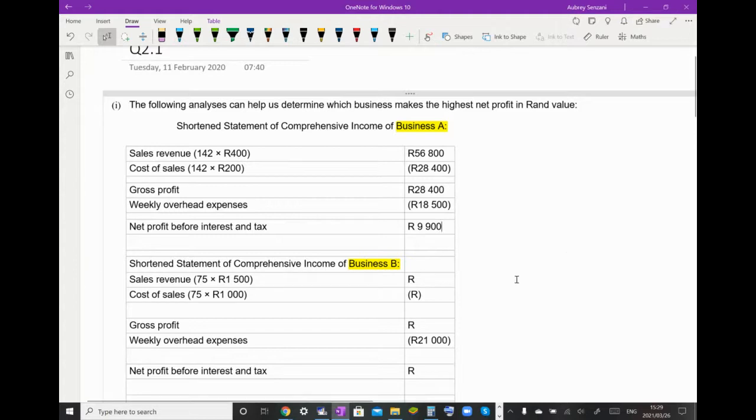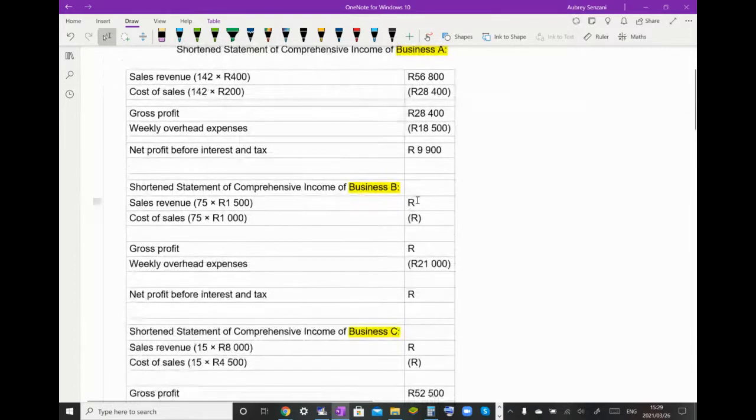All right. Then, so we've calculated the rand net profit for business A. We can now go to business B and do the exact same thing. What is the revenue? We had 75 units. We're doing question 2.1. We're doing 75 units times the revenue of 1,500 per unit. That should give us what? 112,500. Okay.